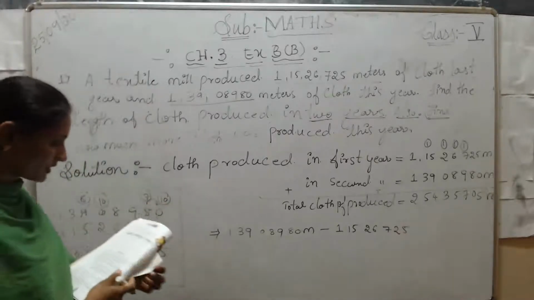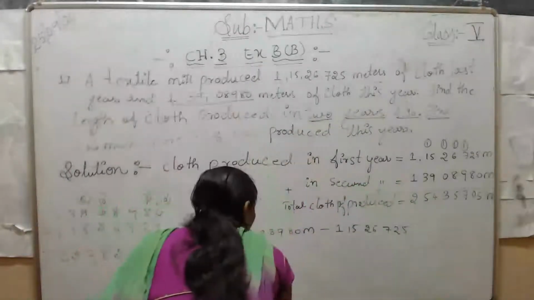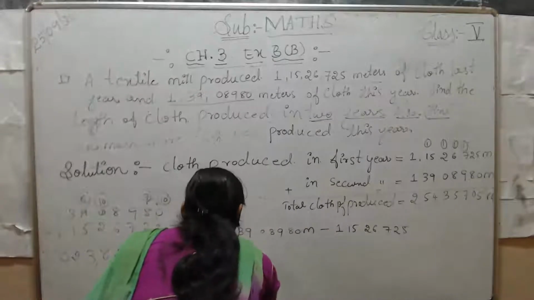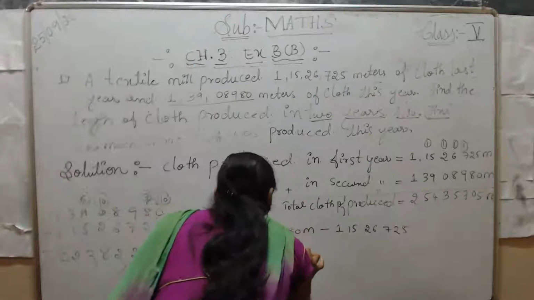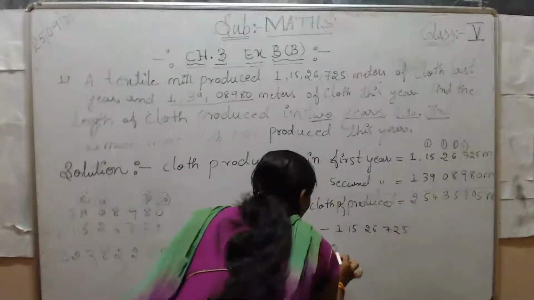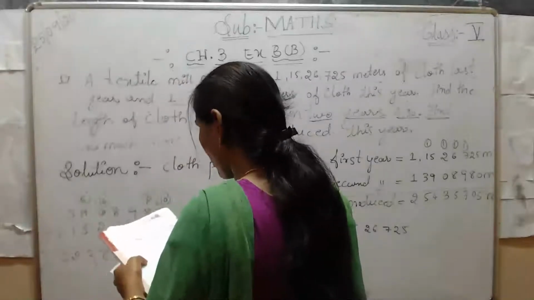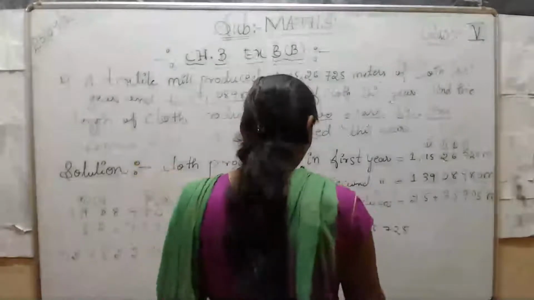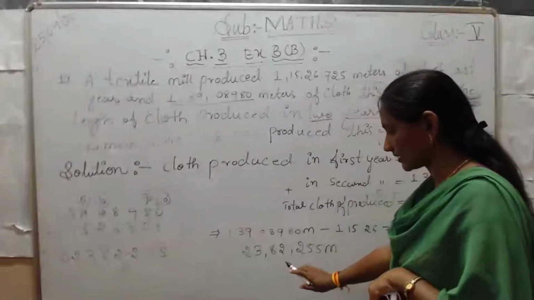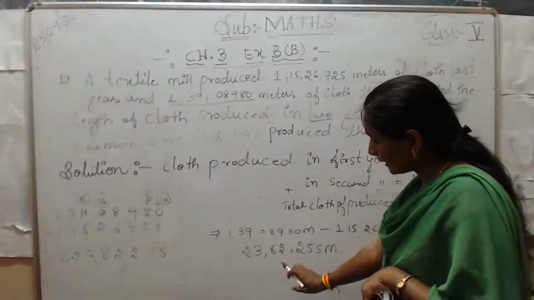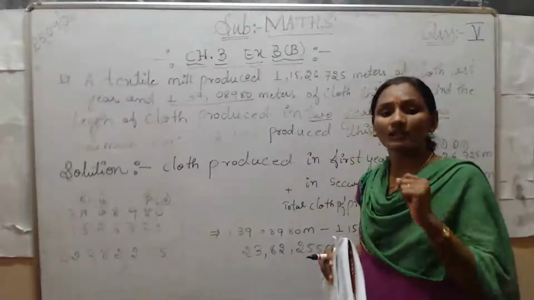Okay, students, understood this? So how much more cloth is produced means 23 lakh 82,255 meters. How much more cloth was produced in this year? 23 lakh 82,255 more cloth was produced in this year.